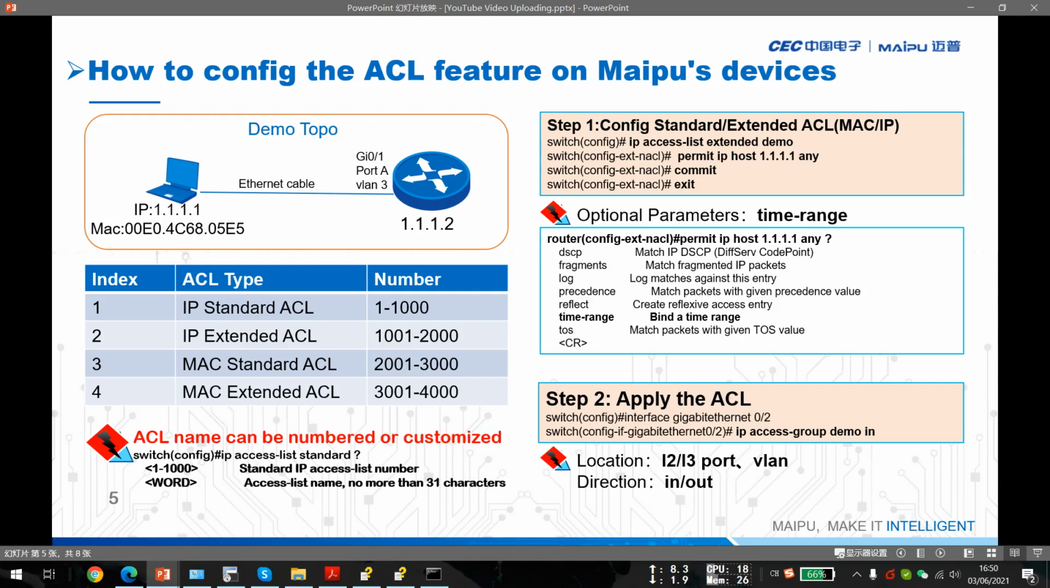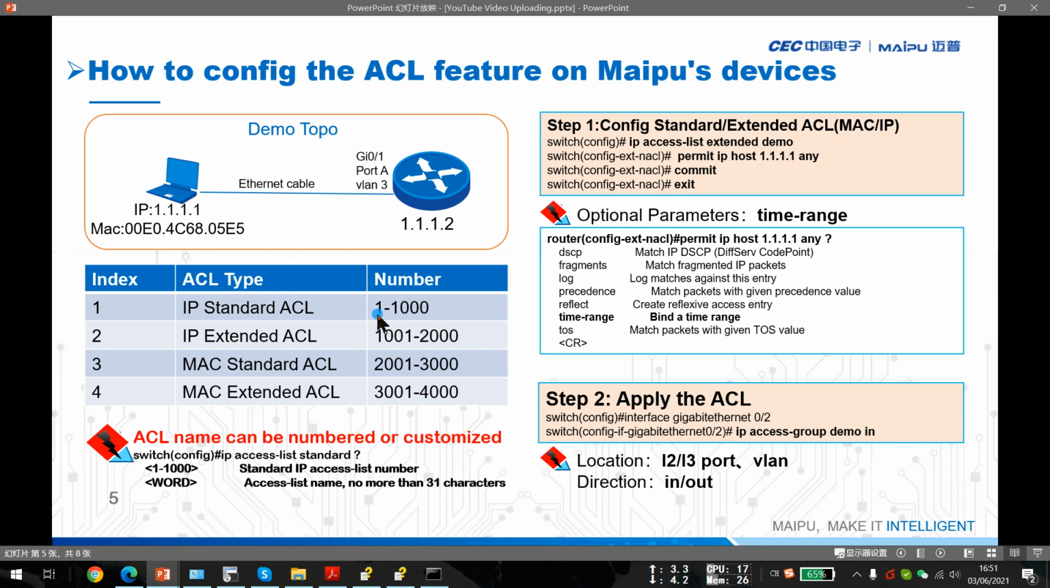Hi everyone, this video is to share how to configure the ACL feature on Maipu devices. This is my demo topology. The IP of the laptop is 1.1.1.1 and the IP of the testing device is 1.1.1.2. Later on I will change the PVID of port A from VLAN 1 to VLAN 3. And before I start the configuration, I need to share something.